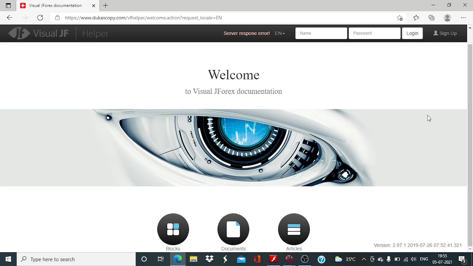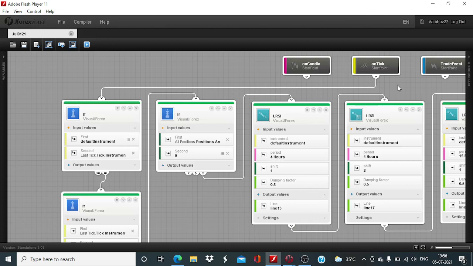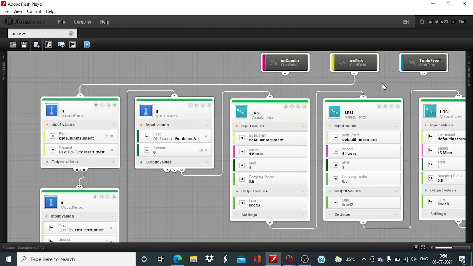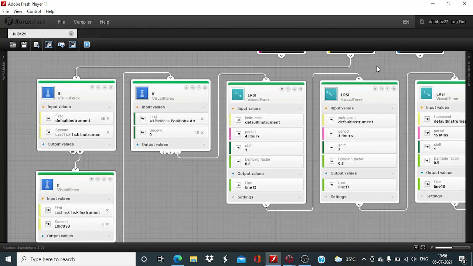Visual JForex, we will be continuing our work using the indicator Ehlers Laguerre Relative Strength Index. This is the third part, and in today's session, we will be completing the sell side and we will see how we can go about executing the sell trade whenever we see that the situation is favorable enough for the shorting opportunities using this indicator.